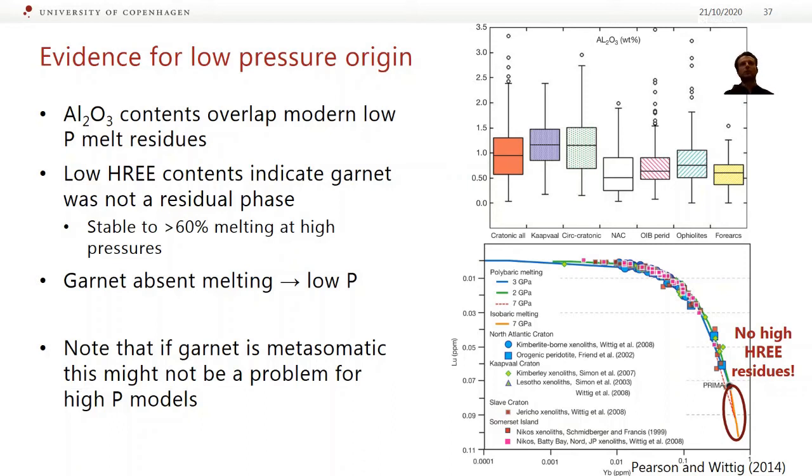For some of these high pressure models where they infer that basically all the garnet is forming from this really high temperature OPX, this might not be too much of an issue, because maybe these were melted past garnet depletion, and the garnet is metasomatic afterwards. But yeah, this is fairly strong evidence that at least some cratonic lithosphere forms at low pressures.